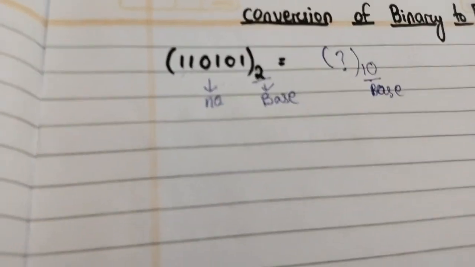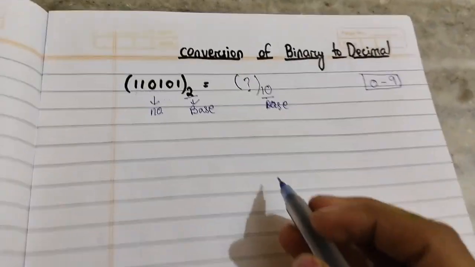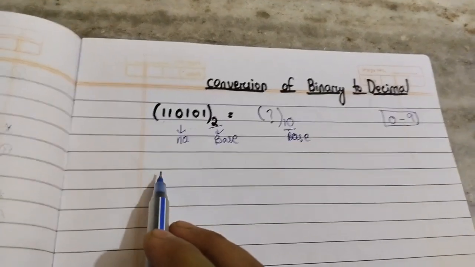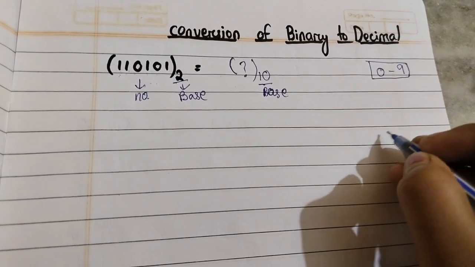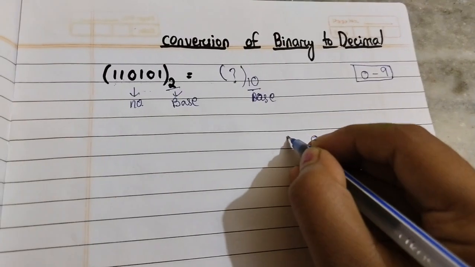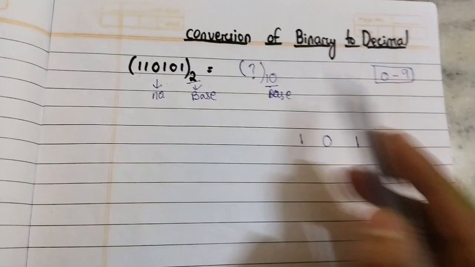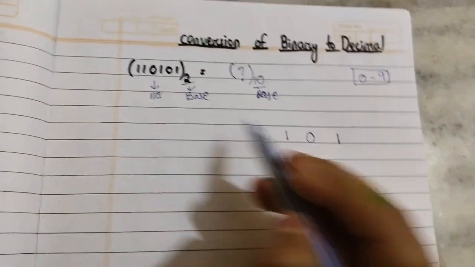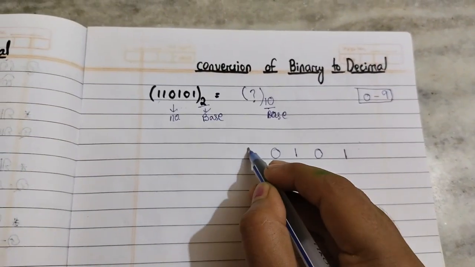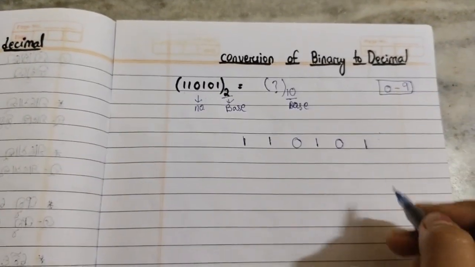Let's convert it now. In the first step, we have to place the binary number digits from right hand side to left hand side. According to this number, first I have taken 1, then 0, then 1, again 0, then 1, again 1. This is the first step.